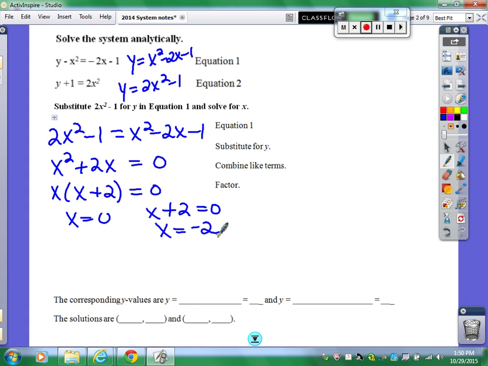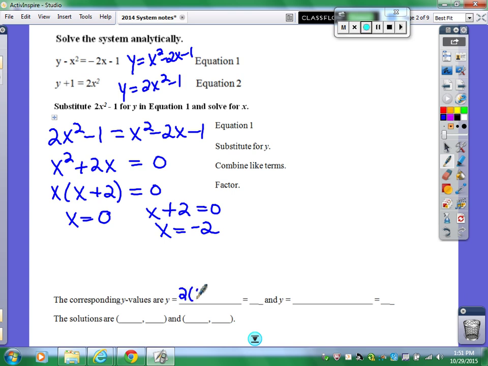Now, once you find your values for x, you've got to find your corresponding values for y. So you're going to pick one of the equations above. It doesn't matter which one you use. And you're going to plug in your x's and find the corresponding y's. I'm going to use this equation because it'll look a little bit easier to me. All right, a few fewer terms to plug in.